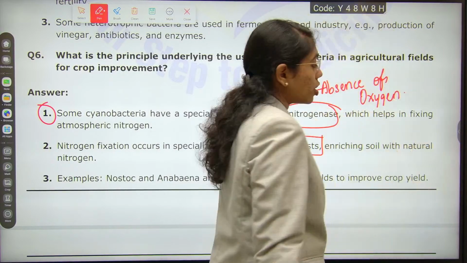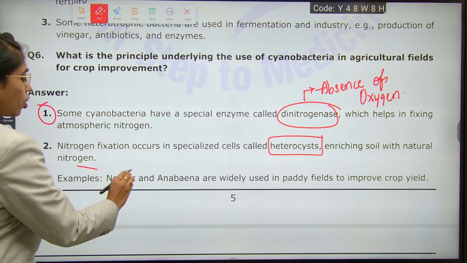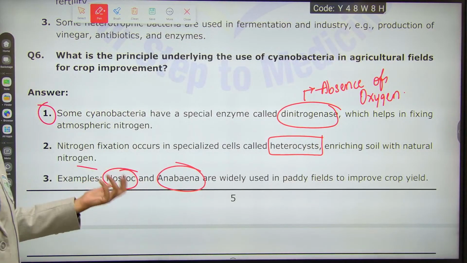Fine. Enriching soil with their natural nitrogen. Examples include Nostoc and Anabaena. These are widely used in paddy fields to improve the crop yield.